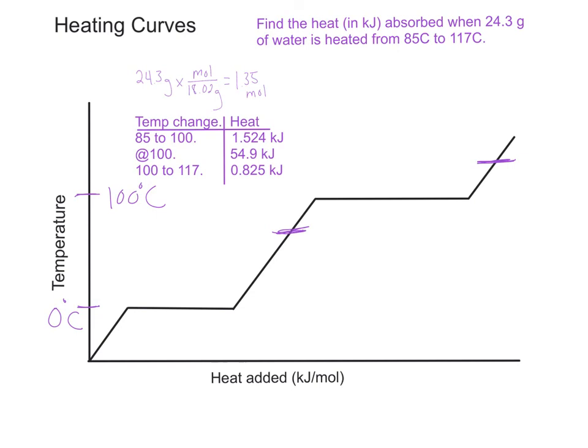So once we have the three different heats all in kilojoules, we can add those up to get to an overall heat of 57.25 kilojoules of heat needed to heat 24.3 grams of water from 85 degrees C to 117 degrees C, taking into account the phase change of going from a liquid to a gas.